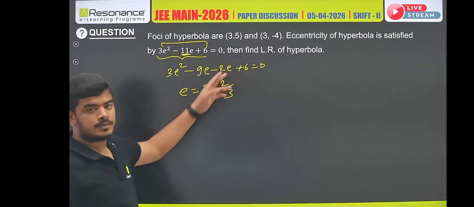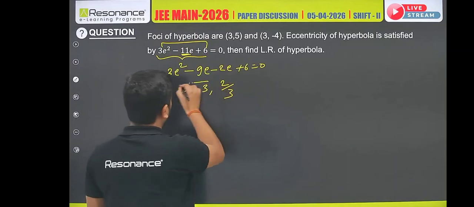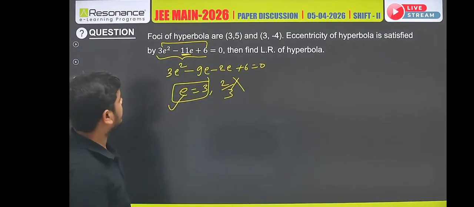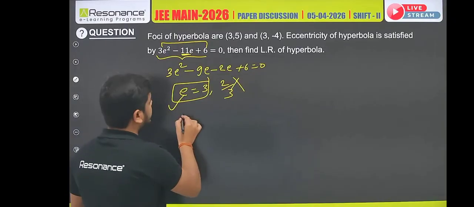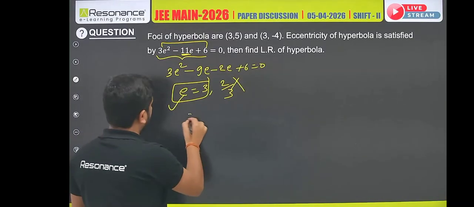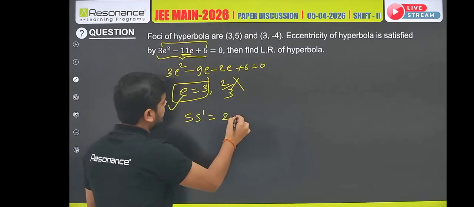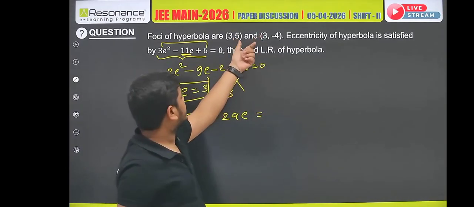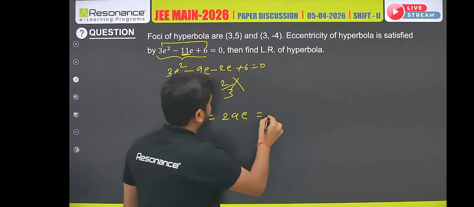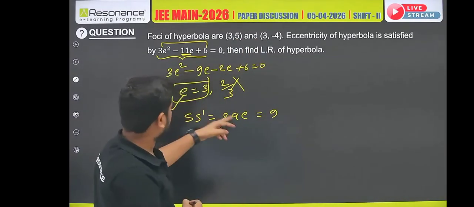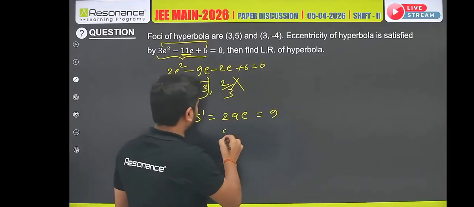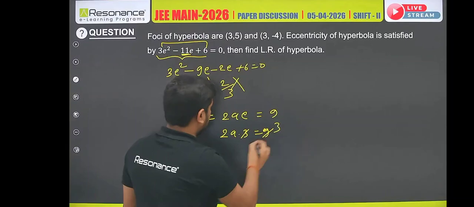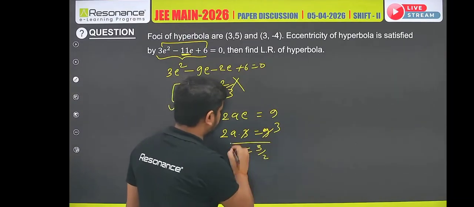So this is a hyperbola. So the eccentricity of a hyperbola is more than 1. So E equal to 3 is accepted and this one is rejected. Now we know that the distance between foci SS dash is equal to 2AE, and the foci are given. So what is the distance? 5 and 4. Total 9 is the distance here. Now put E equal to 3, you will get 2A times 3 is equal to 9. So you will get A is equal to 3 by 2 from here.